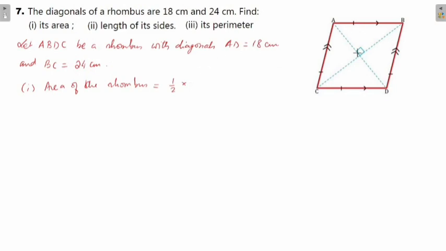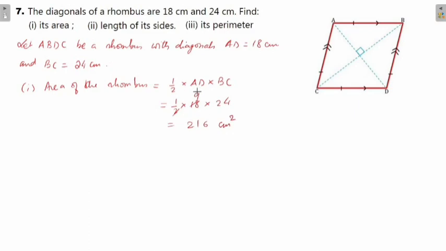So what are the diagonals here? The diagonals are AD and BC, right? So half into product of the diagonals. Now let's put the value. So half into AD. AD is 18 and we have BC is 24. So you can do the cancellation, right? So 9 4s are 36, carried over 3, 9 2s are 18, 18 plus 3 is 21. So these many centimeter square will be the area of this rhombus.